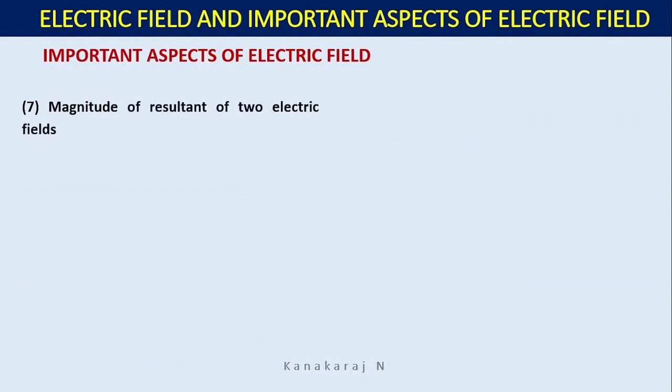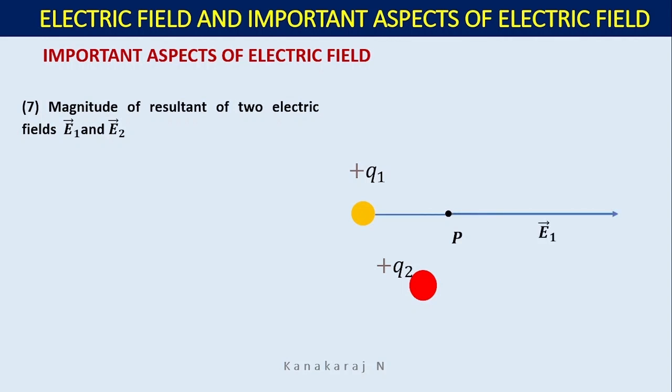Magnitude of the resultant of two electric fields, E1 vector and E2 vector. Charges Q1 and Q2 produce a resultant electric field at a point P. At point P, the electric field due to Q1 we call E1 vector. The electric field at P due to Q2 we call E2 vector. They are separated by an angle theta.